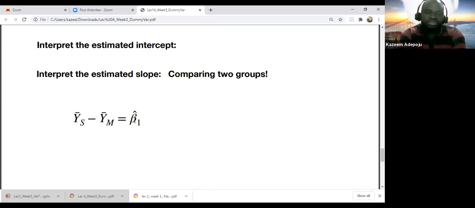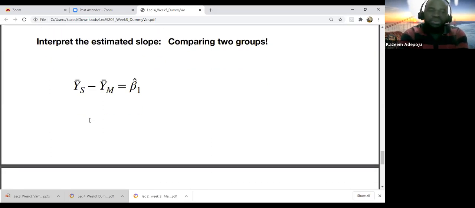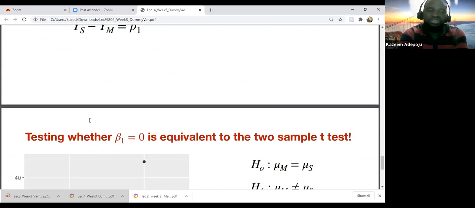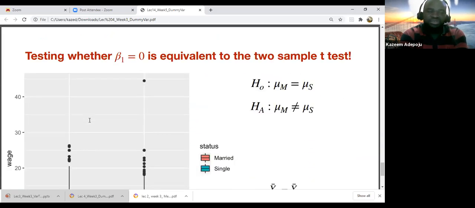Okay, we need to see whether beta 1 cap is equal to 0. Because if beta 1 cap is equal to 0, then it means there is no significant difference in the average wages of the two groups. That is the meaning. So this is going to take us to testing beta 1 equal to 0.